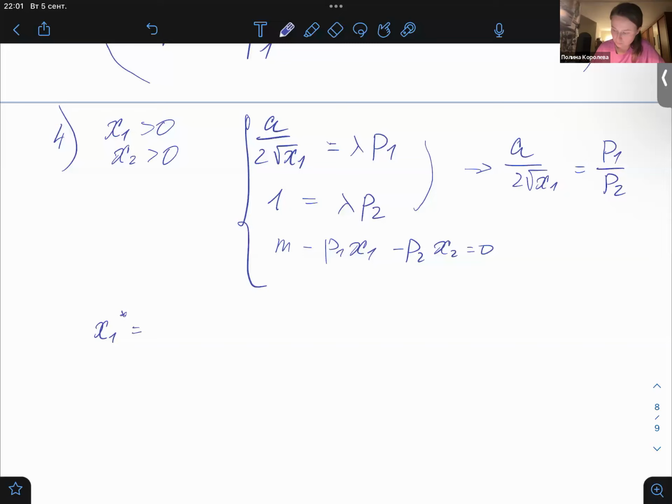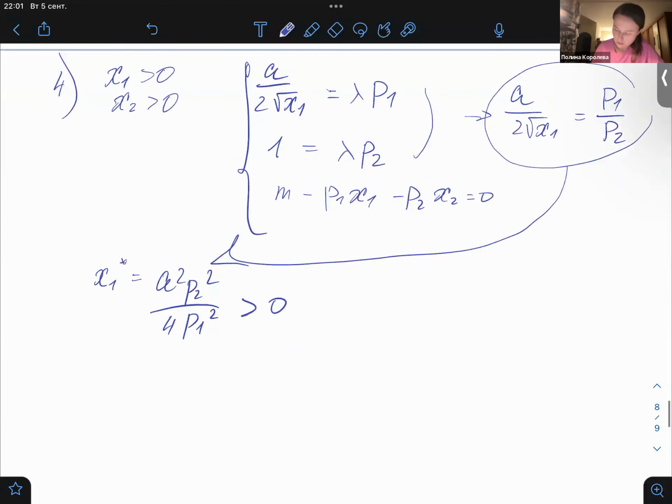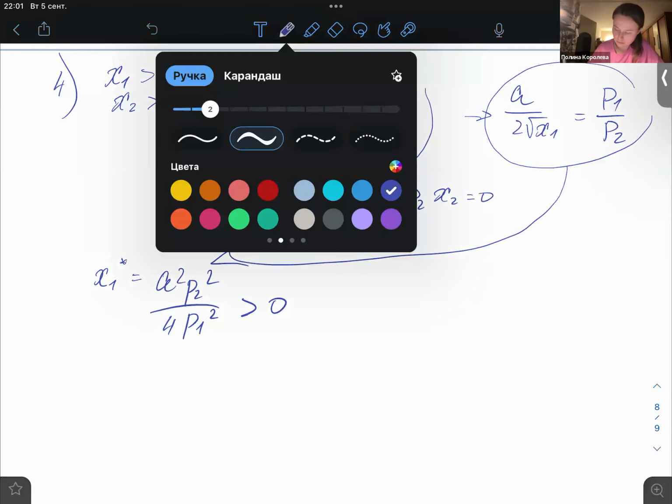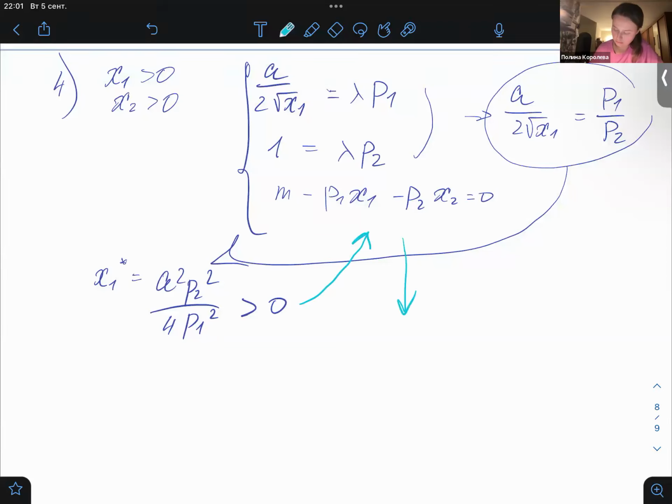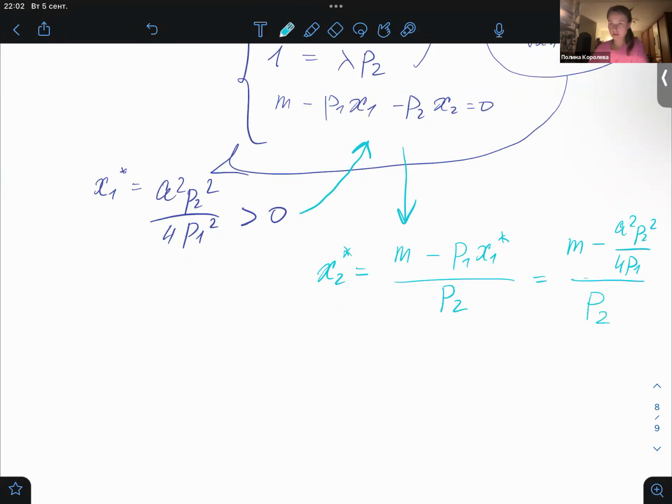So x1 equals, from here, a square p2 square over 4 p1 square, and it is always bigger than 0. Then put this x1 into the budget constraint, and from here we will find that x2 equals m minus p1 x1 star over p2. Put x1: this will be m minus a square p2 square over 4 p1, over p2.